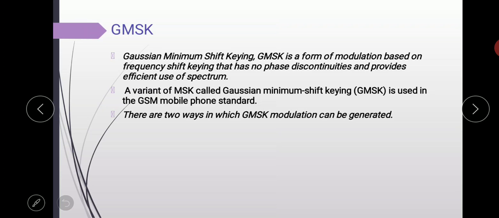So, GMSK is a derivative of MSK. GMSK is probably most widely associated with the 2G GSM mobile communication system, where it proved to be an effective form of modulation. GMSK modulation is based on MSK, which is a form of continuous phase frequency shift keying. So, continuous phase frequency shift keying is CPFSK.